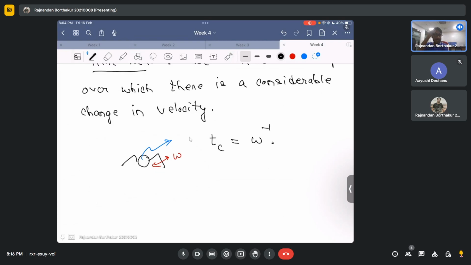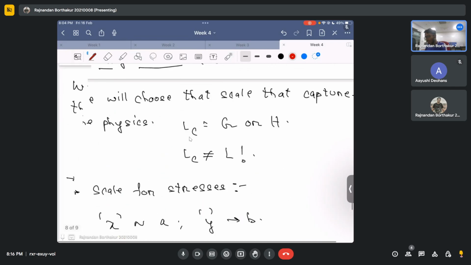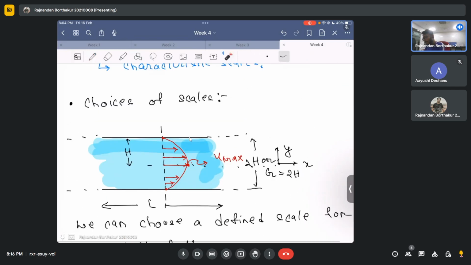But there are also instances where we do not have a defined time scale. This omega inverse is a defined time scale, because it is already known to us. However, in most cases we don't get a defined time scale. For instance, let's say we are not considering a fully developed flow, but a developing flow in a plane. In that case, we don't know what the time scale is. So how do you find the time scale here?